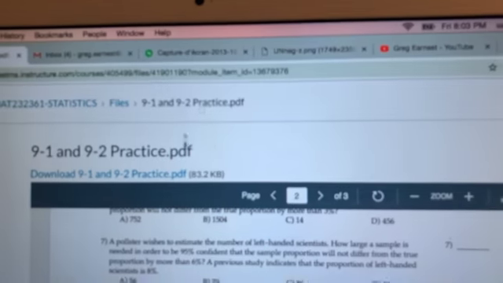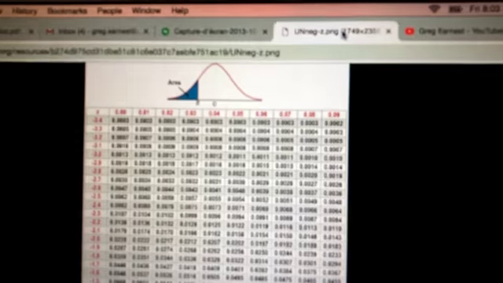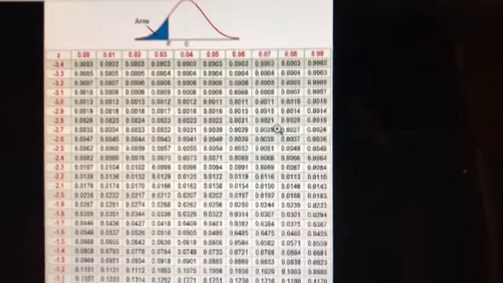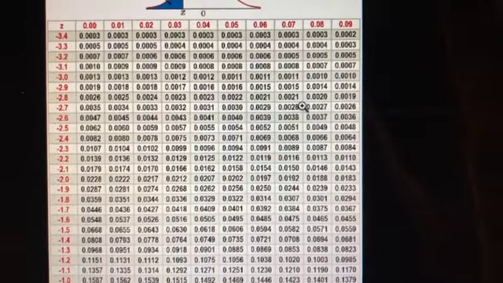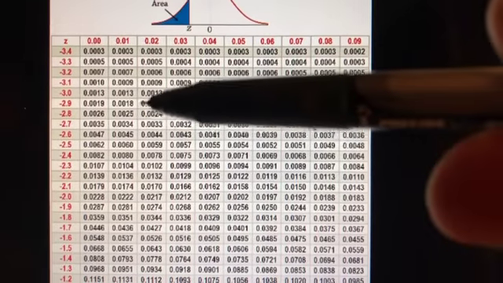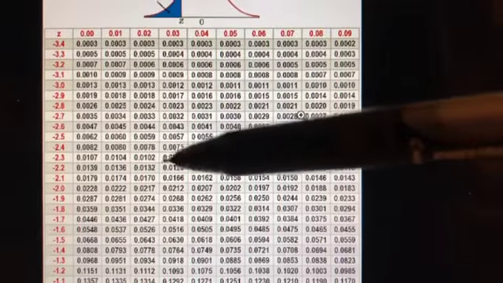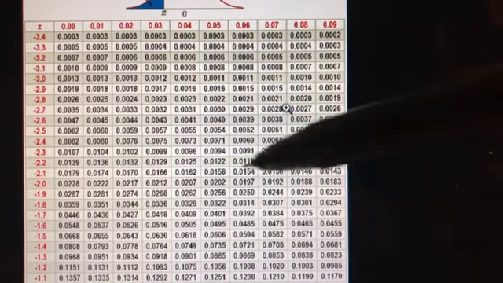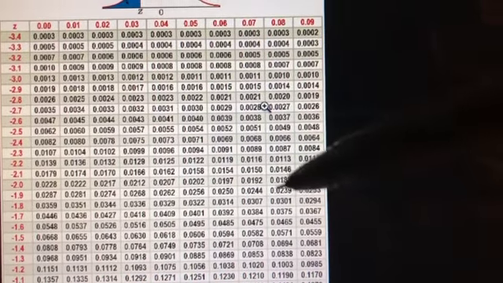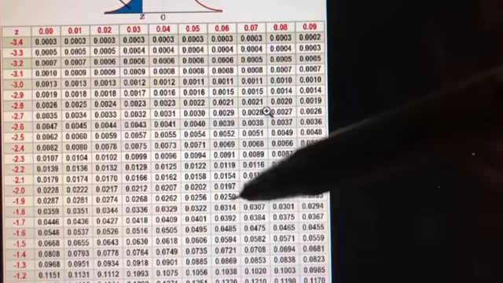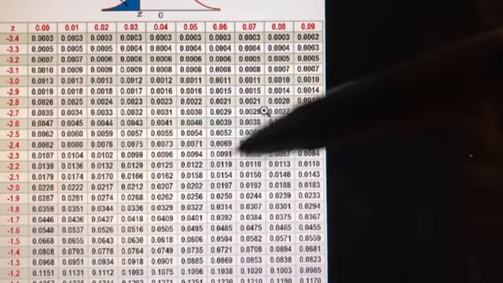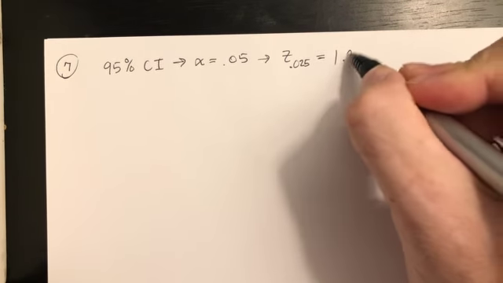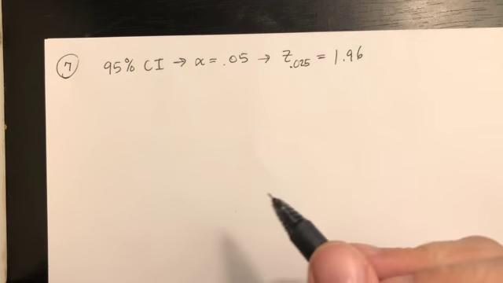Go into the chart. Now I'm looking for 0.025. Do you see it? Yeah, no, it's 0.0025. Don't do that. 0.025. There it is, right on the money. Negative 1.96. So 1.96. Remember, I don't need the negative for these.